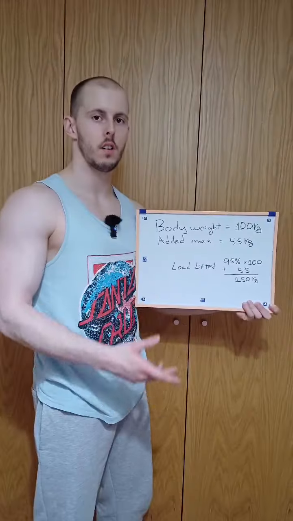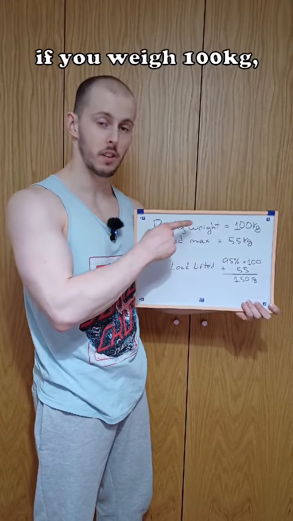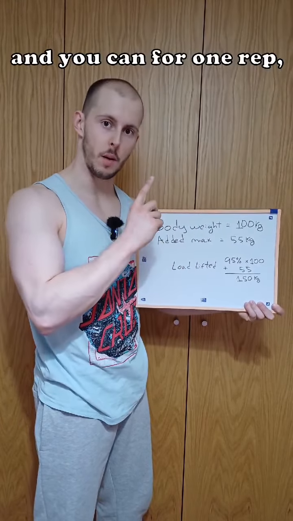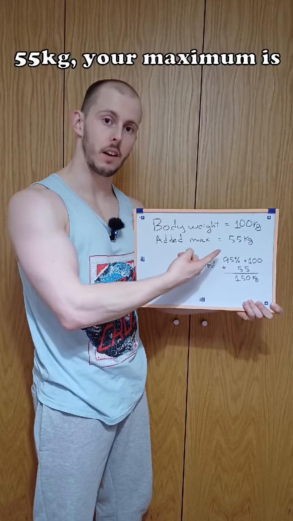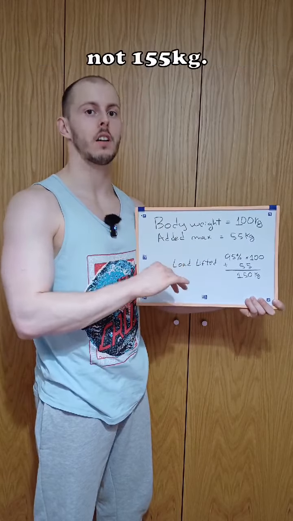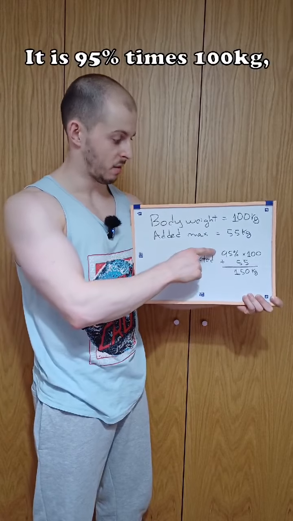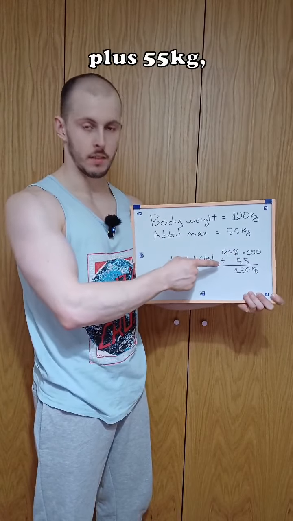When you're doing a push-up, you're lifting more or less 70% of your body weight, but this all depends on your body proportions. So as an example, if you weigh 100 kilograms and you can for one rep do a pull-up with an extra 55 kilograms, your maximum is not 155. It is 95% times 100, plus 55.